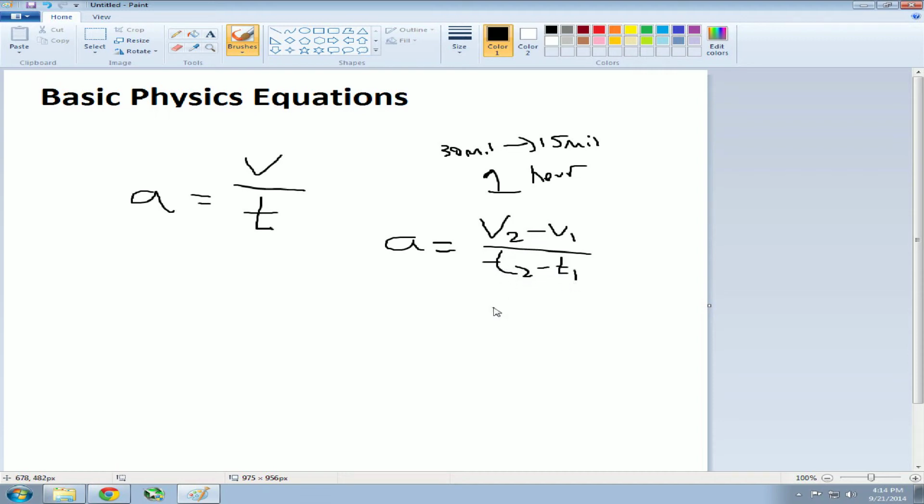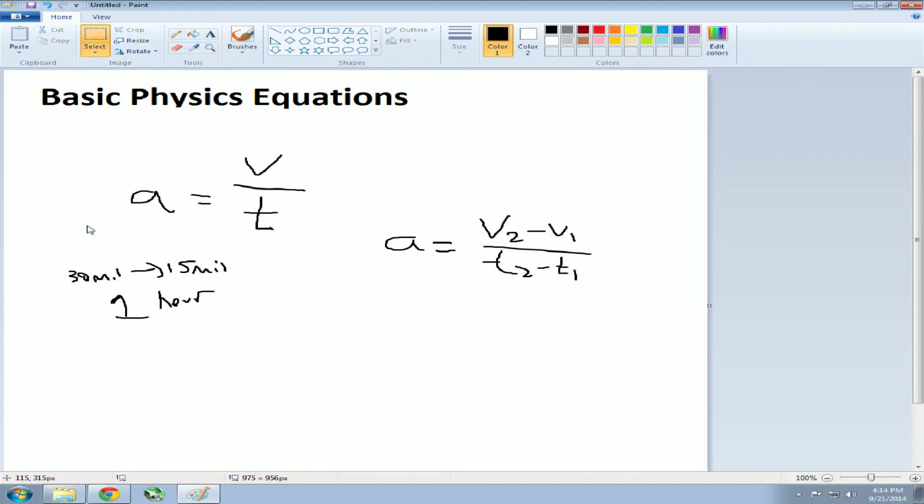The change of speed over time. So using this problem that we're looking at, if a car goes from 30 miles per hour to 15 miles per hour in 1 hour, that means it went from 30 miles per hour to 15 miles per hour. So the final speed is 15, and the initial speed is 30, right?